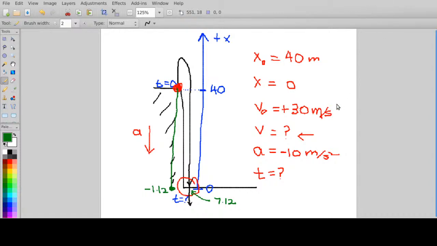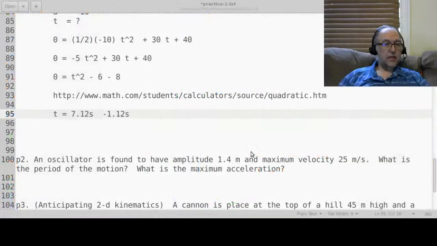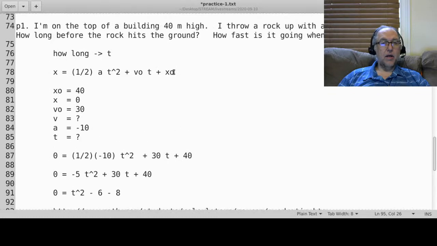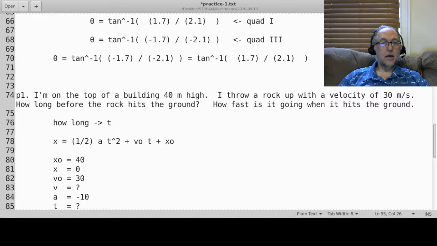There we go. So that solves that problem. Let me see if there's any questions in the chat. No questions. I'm going to leave off. Let me switch back to here. Okay. There was a second part to this. The second part was, how fast is it going when it hits the ground? How about you guys try to solve that one on your own?